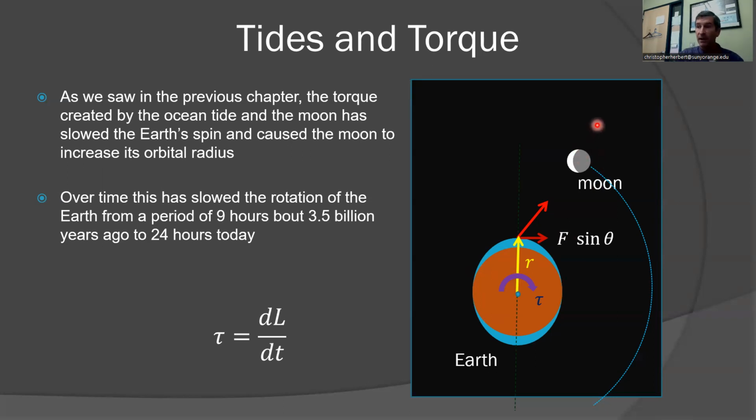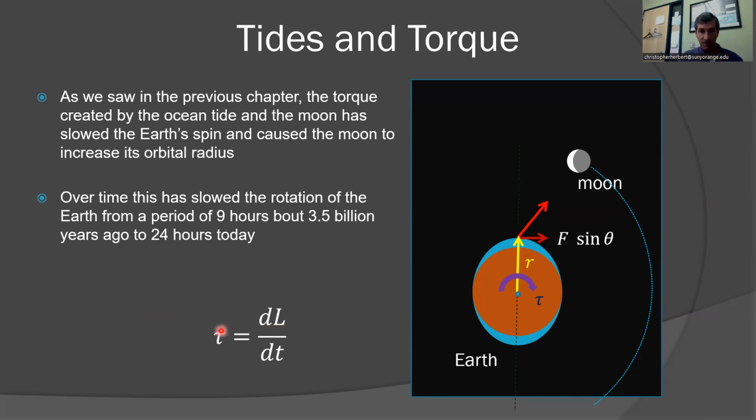So as you can see right here, we have conservation of angular momentum of a system, where the Earth is sacrificing some of its angular momentum to the moon via the torque provided by the tides, okay? And the moon is gaining orbital angular momentum. Now, the moon will never break free of the Earth.